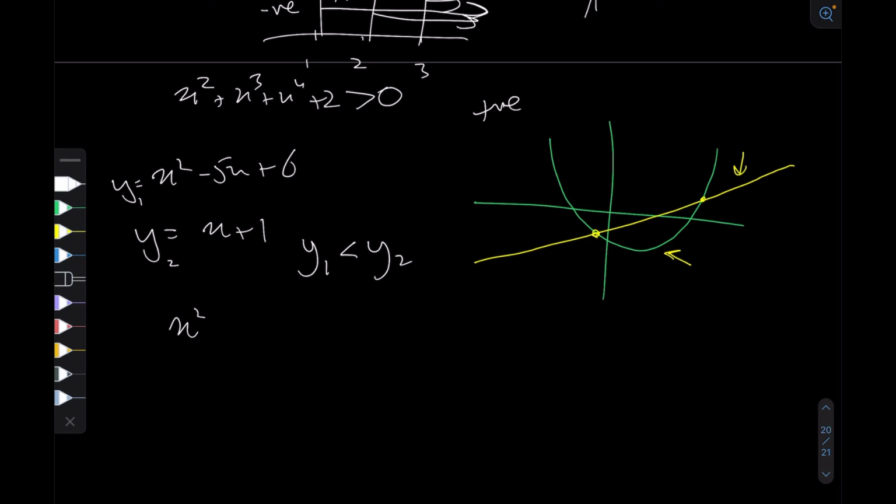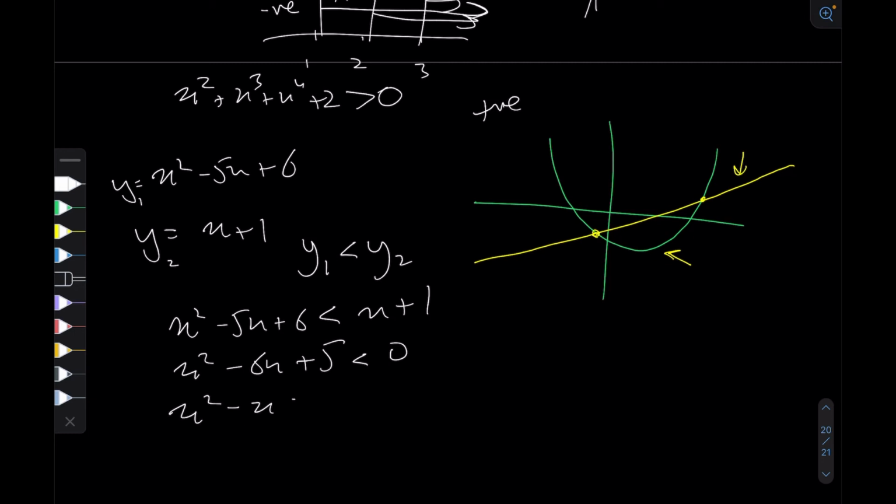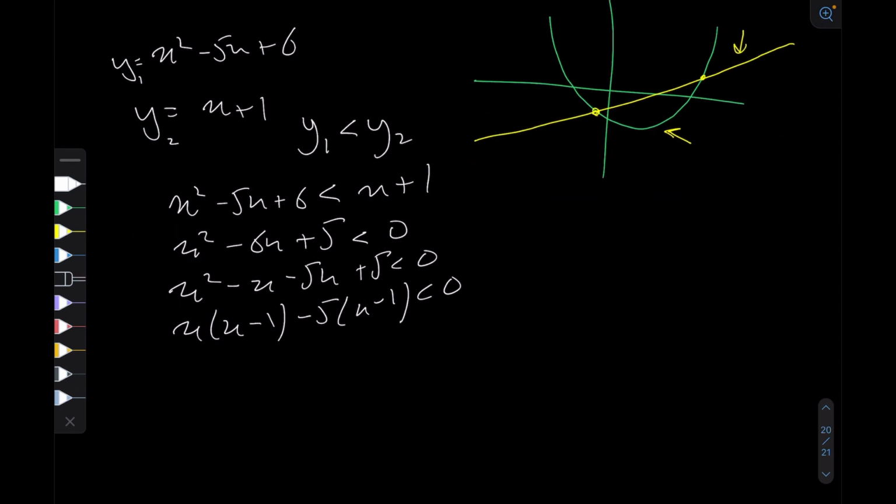So x squared minus 5x plus 6 is less than x plus 1. x squared minus 6x plus 5 is less than 0. We can do x squared minus x minus 5x plus 5 is less than 0. x times x minus 1 minus 5 times x minus 1 less than 0. We got our factors: x minus 5, x minus 1 less than 0.